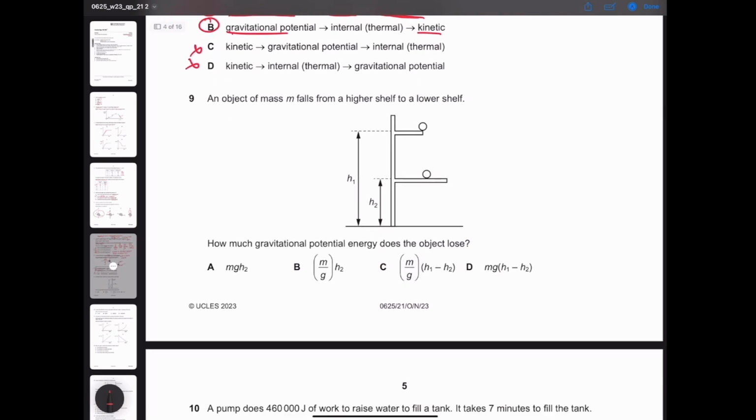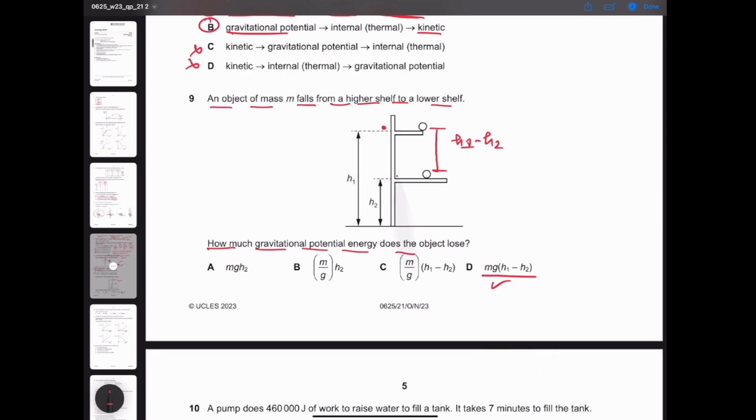An object of mass m falls from a higher shelf to a lower shelf. Alright. How much gravitational potential energy does the object lose? So it is only covering this much height now. And this much height is h1 minus h2 only, right? So the answer should be mg(h1 minus h2). You're coming from here to here.